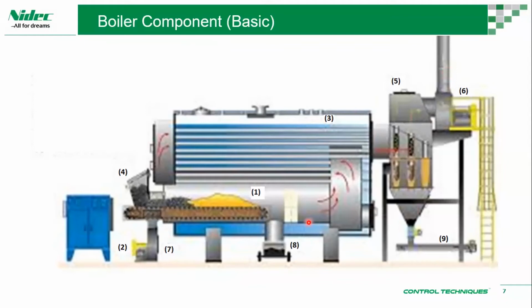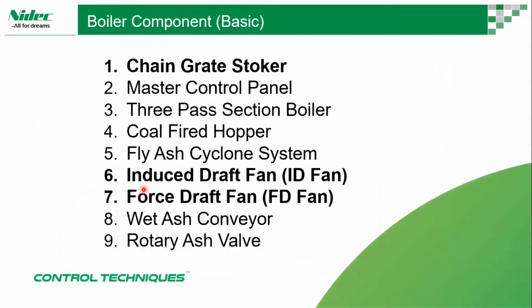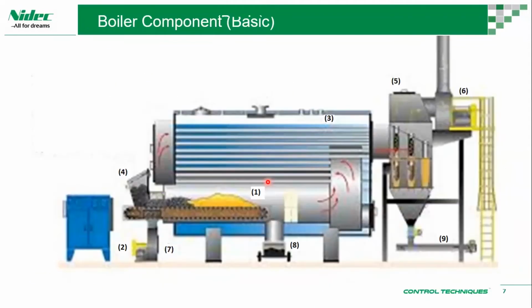Then after that, we have the induced draft fan, or ID fan, near the chimney. I will explain the ID fan in detail, but its function is to suction the gas from the furnace and take it out to the chimney.